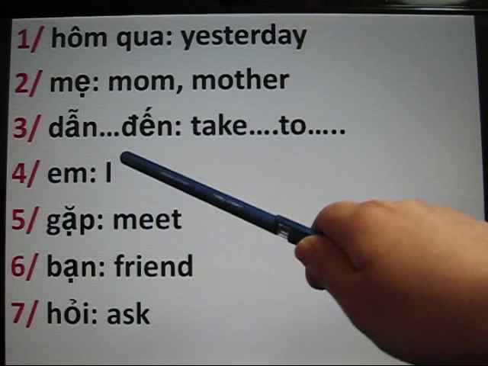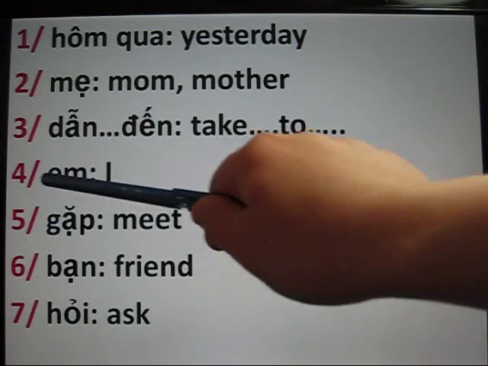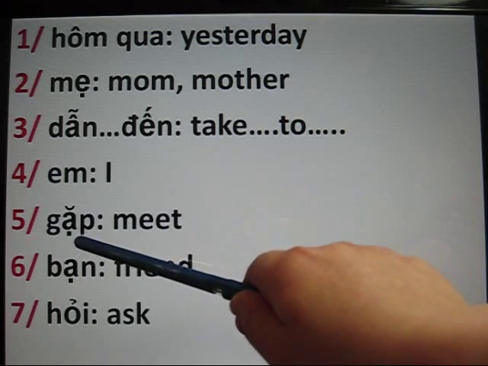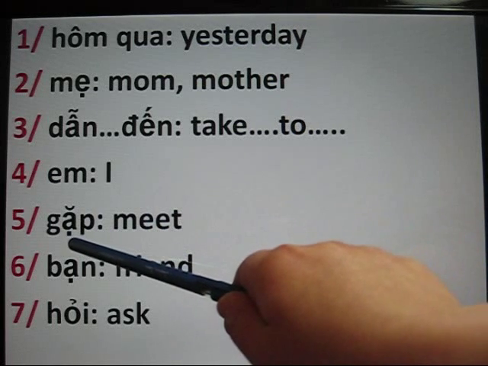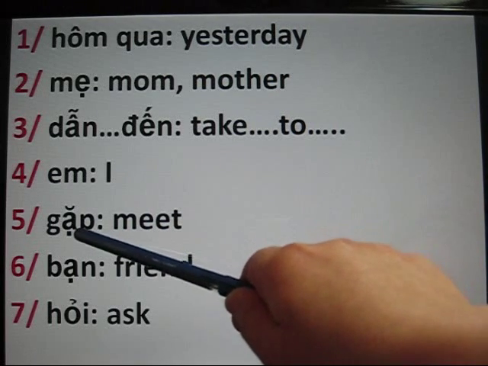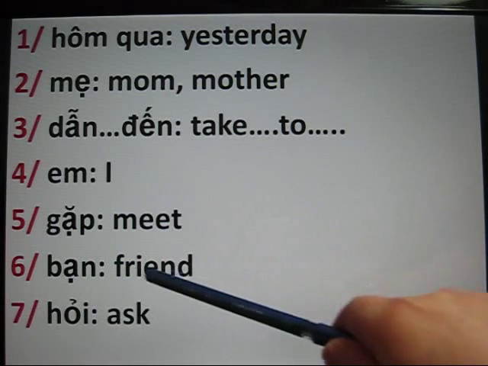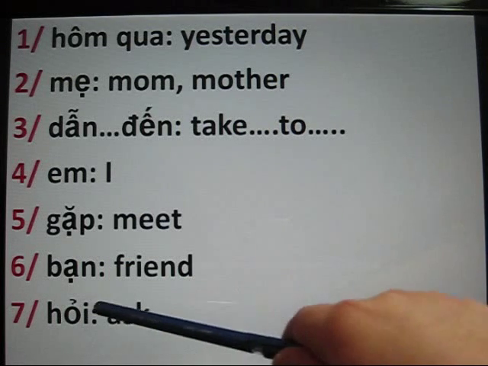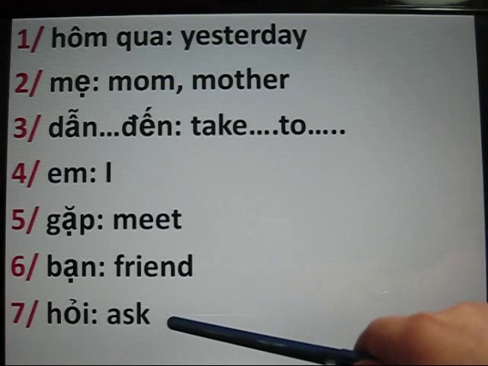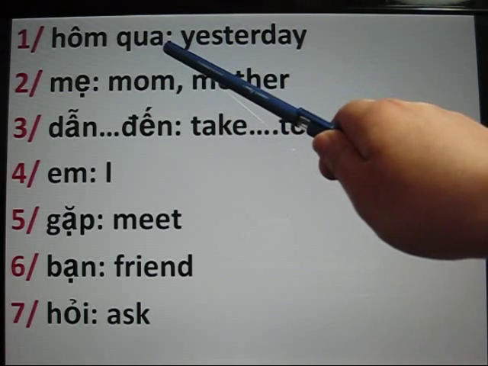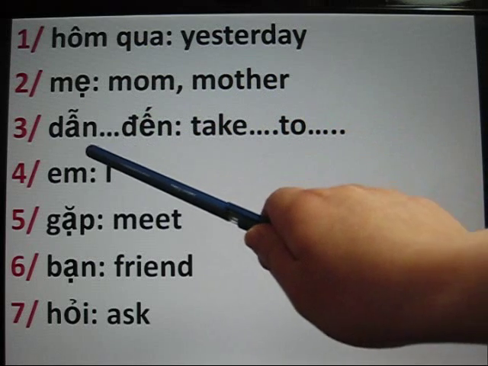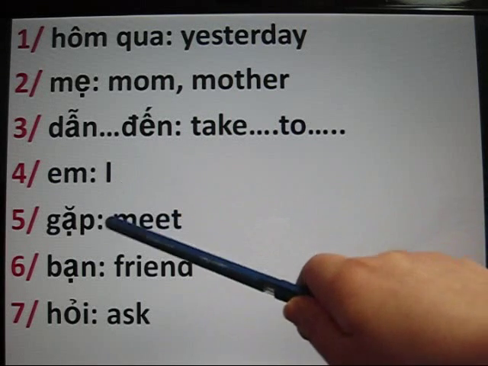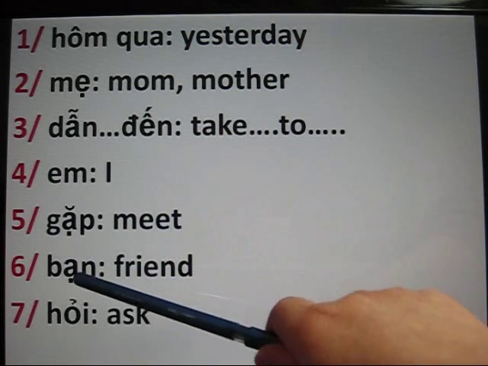Con is I. You already know about that, but usually for kids we always use con for I. Gặp is meet. Gặp is meet. Bạn is friend. Hỏi is ask. Okay, one more time. Hôm qua, mẹ dẫn someone đến somewhere. Con is I. Gặp bạn. Hỏi.